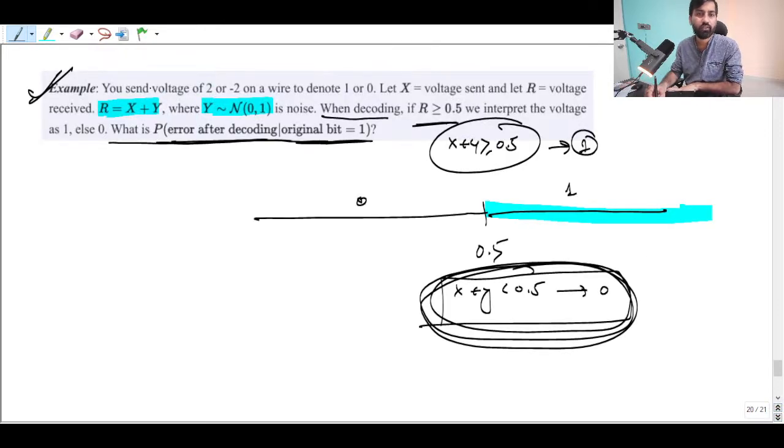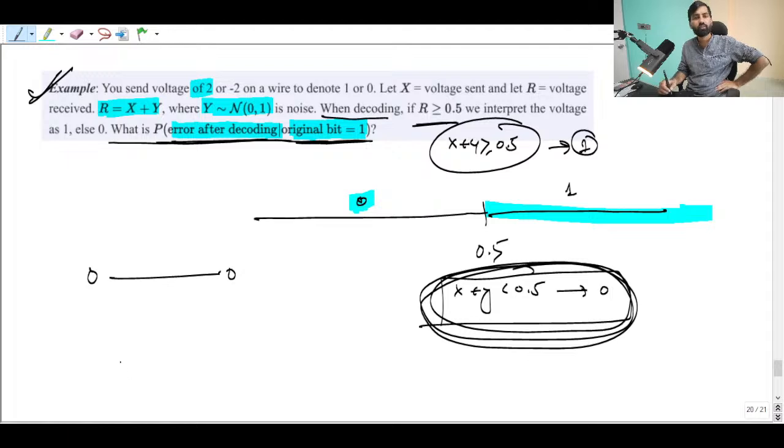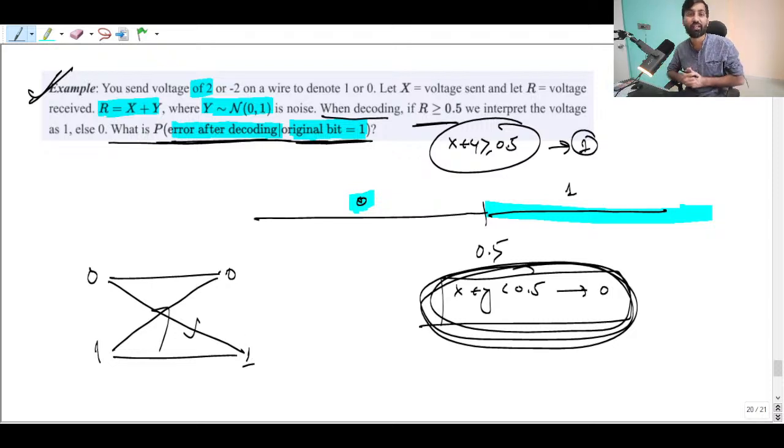It means you are sending 2, but you are receiving what? 0. The original bit is 1, but you're receiving 0. That is the error. If you're sending 0, you should get 0. If you're sending 1, you should get 1. But because of this noise, your 1 is becoming 0 and 0 is becoming 1. That is the probability of error. That is the error which is happening at the receiver end.